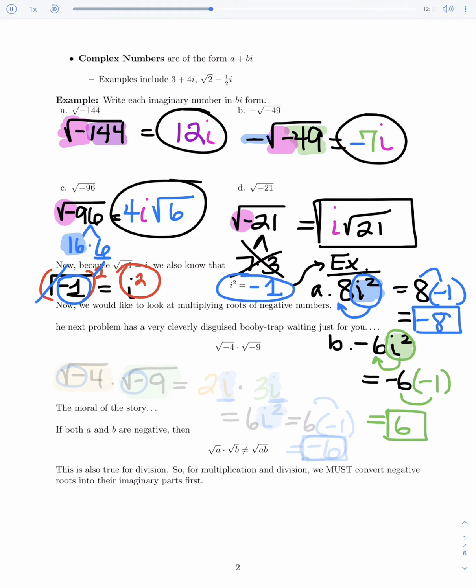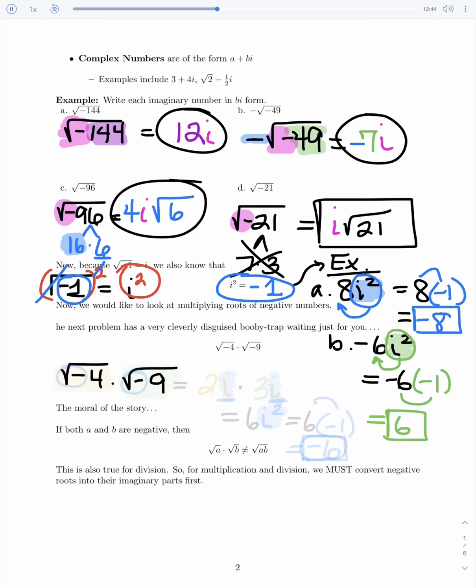Now, this next one, you are set up in a little bit of what I would call a booby trap. So we have, in this next example, the square root of negative 4 times the square root of negative 9. I know that you're thinking a negative times a negative is a positive, but that is not what's going on here. Remember, these negatives inside of roots don't mean you have a negative number. They mean you have an imaginary number.